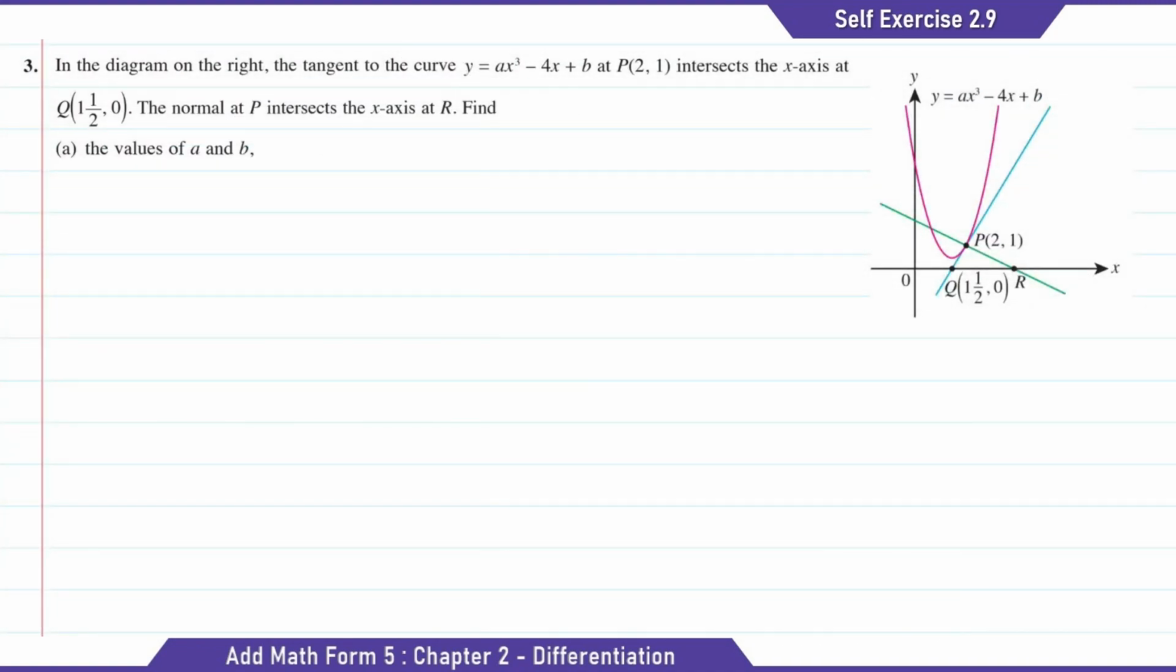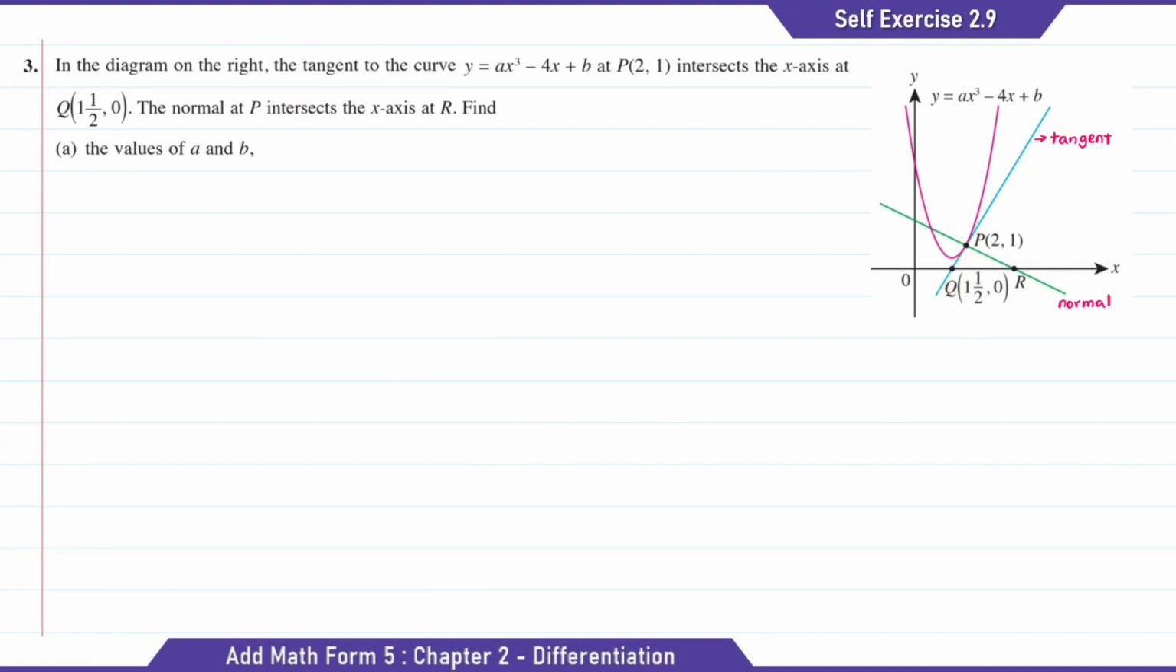Question number 3. In the diagram on the right, the tangent to the curve y equal to ax cubed minus 4x plus b at P(2, 1) intersects the x-axis at Q(1 and 1 over 2, 0). The normal at P intersects the x-axis at R. Find the values of a and b. Based on the diagram, this will be the tangent at point P. Then this will be the normal.